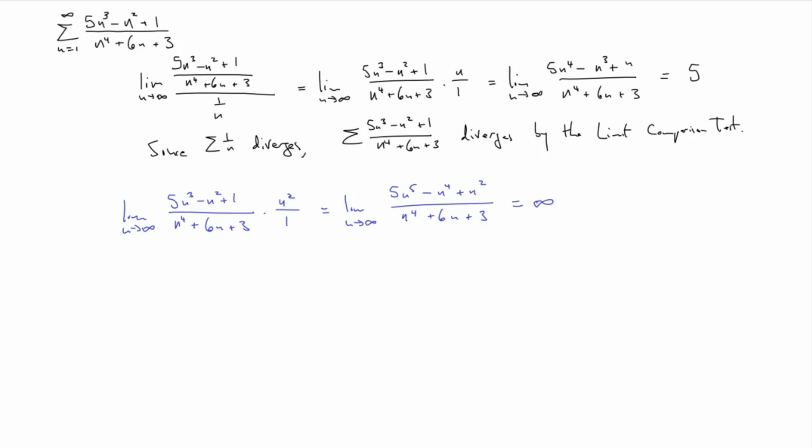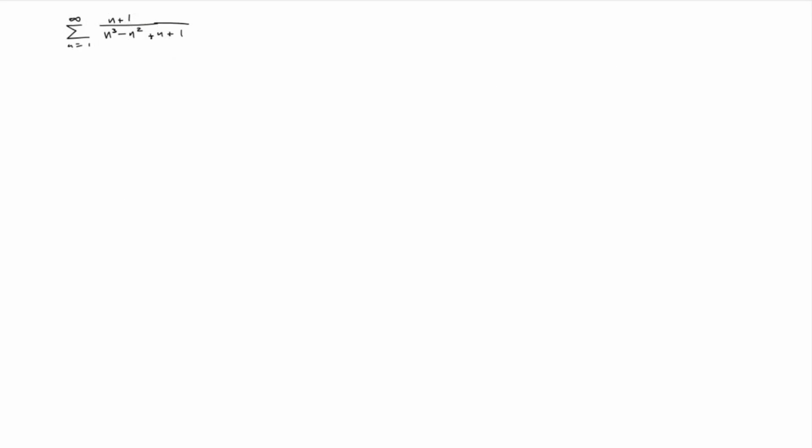Moral of the story, if you apply the limit comparison test and you get a 0 or an infinity for your limit, then you've compared to the wrong series and you should start over. Okay, you try this one. Sum n equals 1 to infinity of n plus 1 over n cubed minus n squared plus n plus 1. Take a moment, try to determine what series you would compare it to, and apply the limit comparison test and see what you get. So pause the video, and when you're done, start it back up.